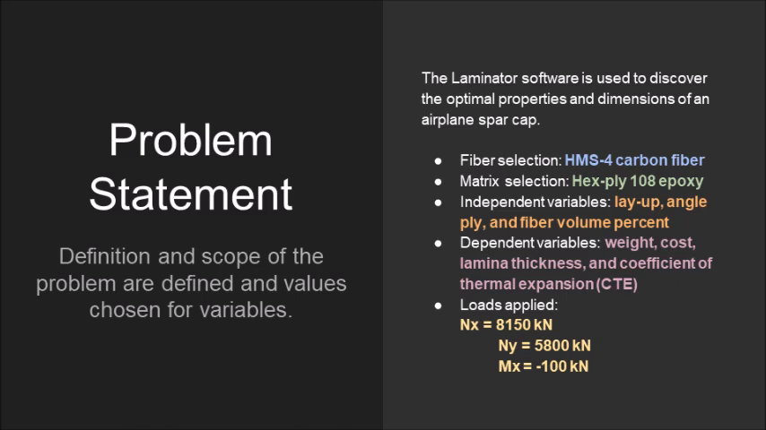materials, shown later. The design variables are the fiber volume percent in each layer, the fiber angle in each layer, and the layer stacking sequence. These were changed to optimize the weight, cost, lamina thickness, and coefficient of thermal expansion, or CTE, of the laminate. The laminate CTE is our design driver, as it should match that of the aluminum used in the airplane body in the longitudinal direction as closely as possible to prevent the airplane spar cap from breaking apart from the airplane.